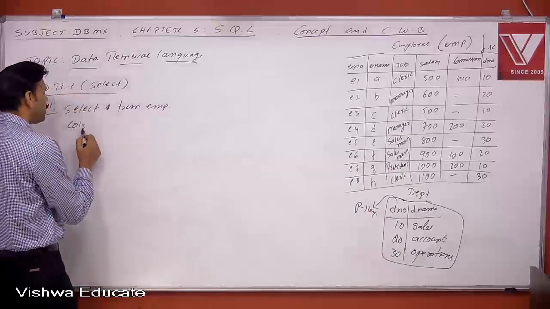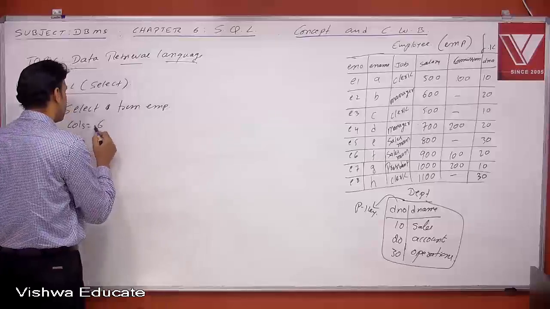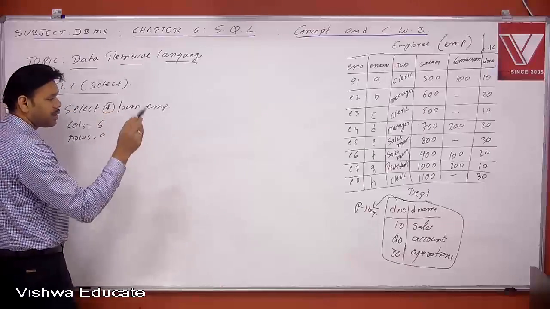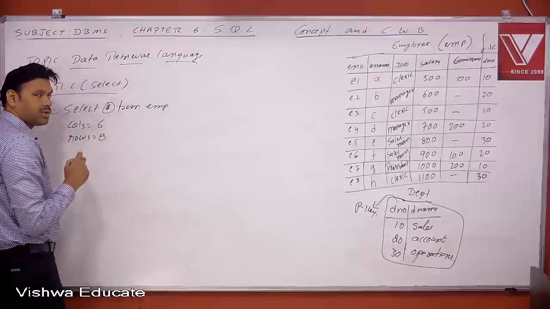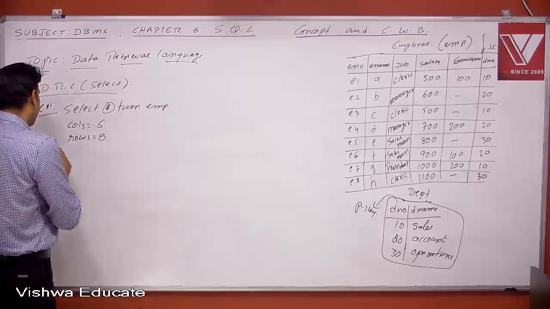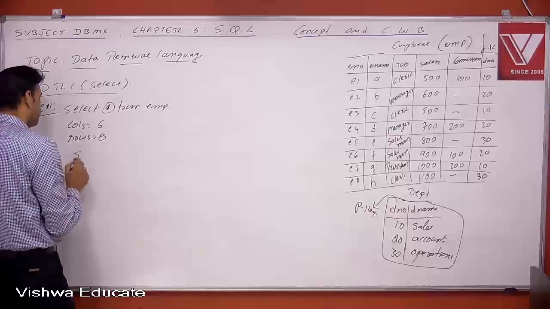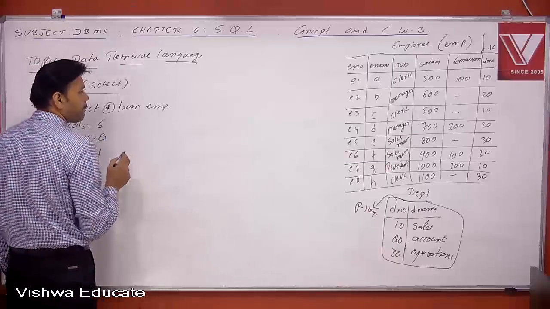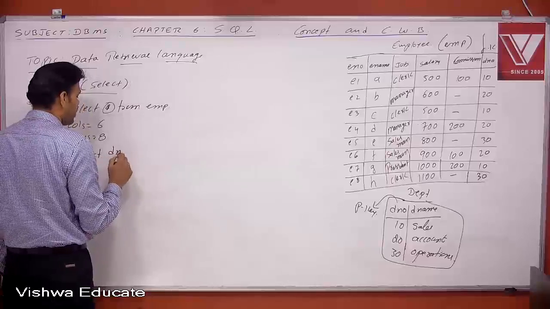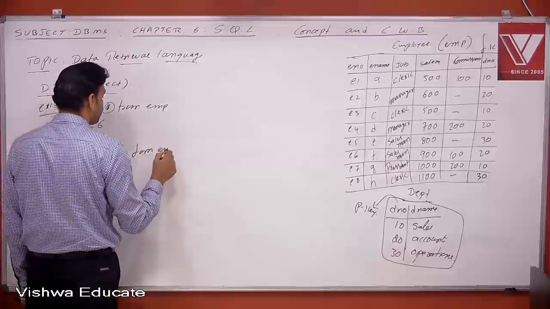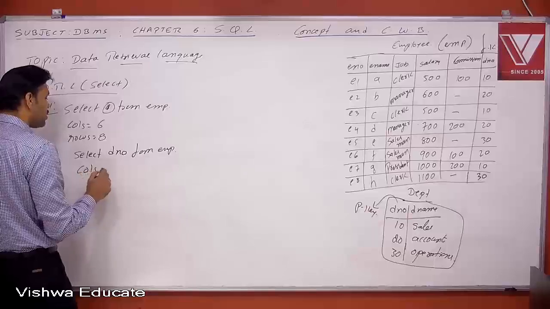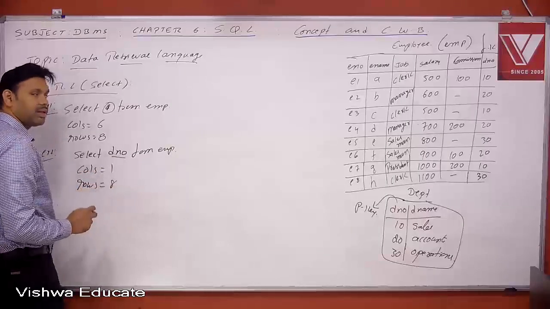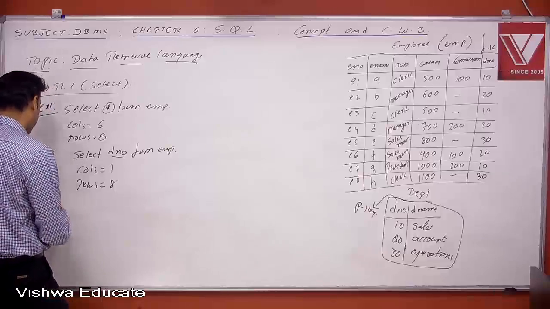So how many columns will we get? 1, 2, 3, 4, 5, 6. How many rows will we get? Since we are using star, we are going to get all the rows, that is 8 rows. Now, what is the second example? If I say select DNO from EMP, how many columns are we going to get? Only 1. And how many rows? Altogether 8. Okay friends.